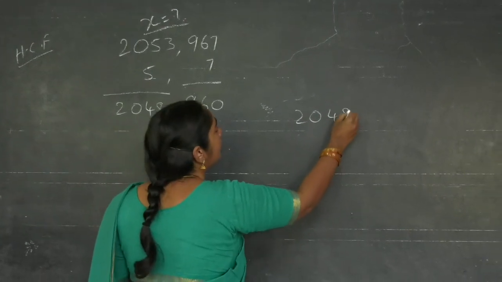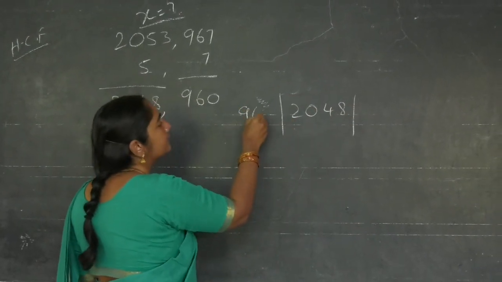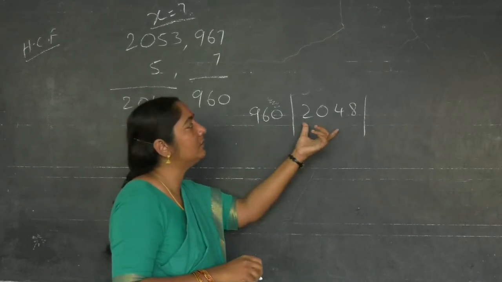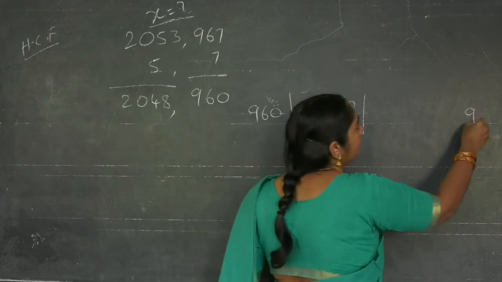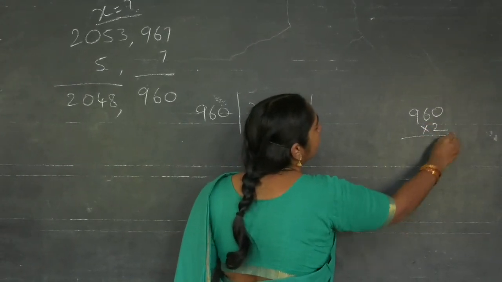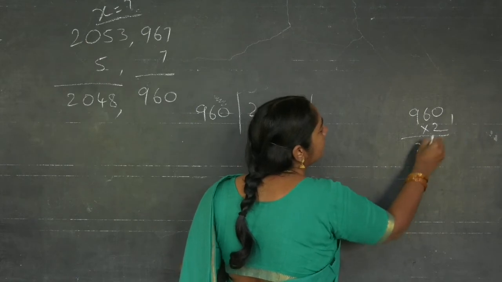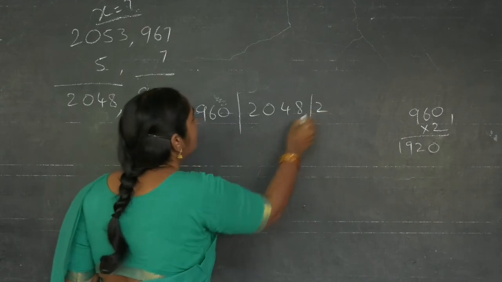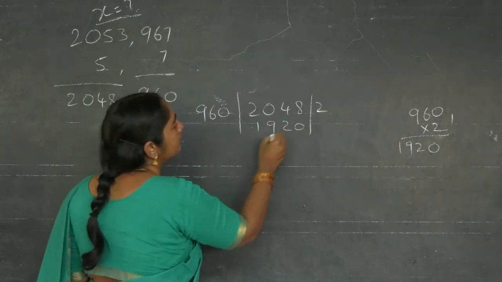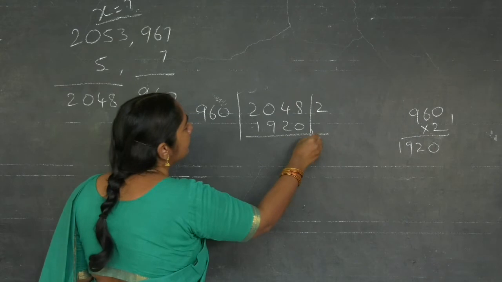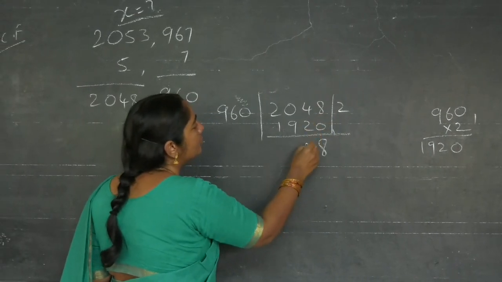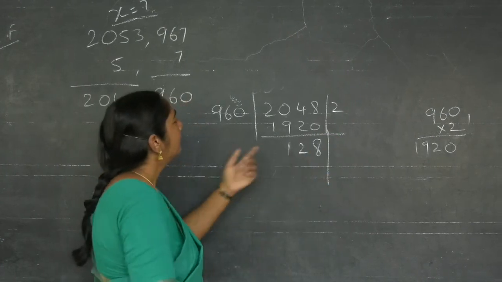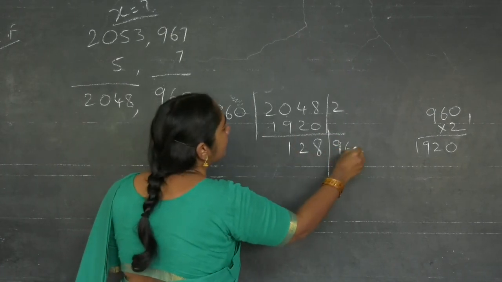So 2048 and 960. This number is near to 1000 and this is near to 2000. So I take 2 times 960, which is 1920. Two times 0 is 0, 2 times 6 is 12, 2 times 9 is 18, plus 1 is 19. So 2 times is 1920. Now subtraction gives 128. So my dear friends, we bring this number again here.